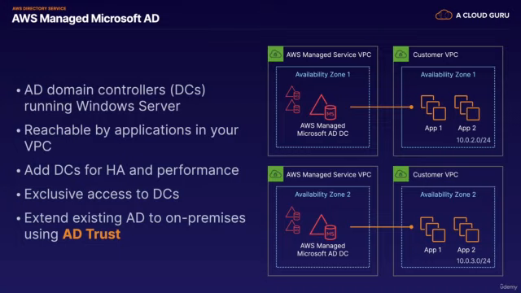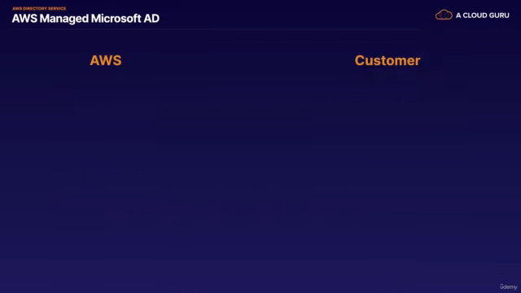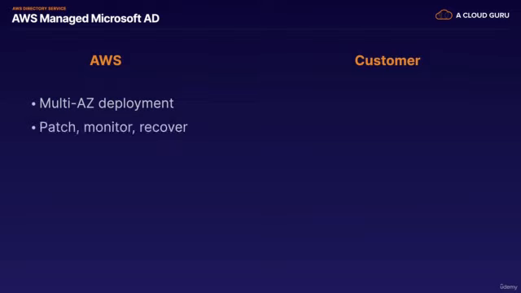Now, when working with managed services like this, there are some things you need to keep in mind. AWS will manage some aspects of the service for you, while you as the customer are responsible for some other aspects. Let's take a look at what those are. First, AWS is going to perform a multi-AZ deployment for you, so you don't have to worry about high availability. They'll take care of patching, monitoring, and recovering your domain controllers. They'll perform any kind of instance rotation for you, basically making sure that you're always on the latest version of the software. They'll also perform backup operations like snapshotting and restoring for you.